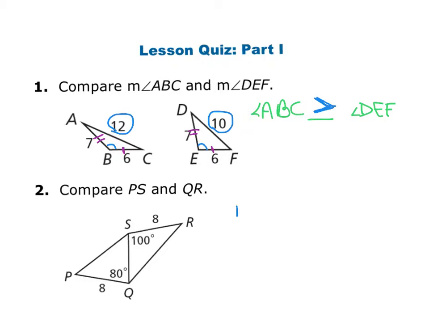Number 2 says compare PS and QR. So again, looking at your diagram, this time you've got a reflexive side, so that's one pair of congruent sides. The other is the 8, so I have 2 pairs of congruent sides. And the last piece of information I have is the angle in between them. So 80, which is opposite PS, is smaller than 100, which is opposite QR. So from that statement, I can say that PS would be smaller than QR, or PS is less than QR.